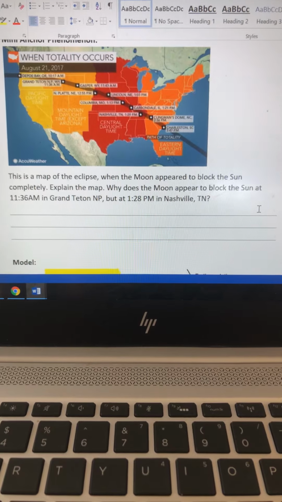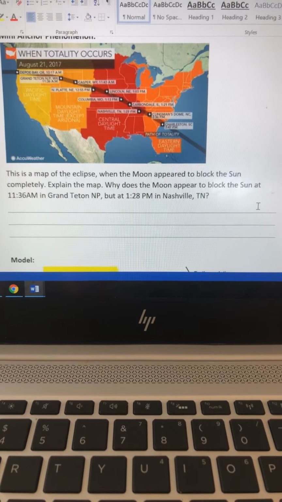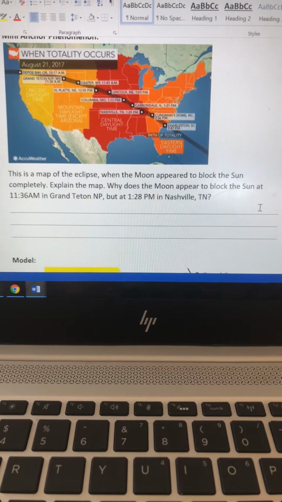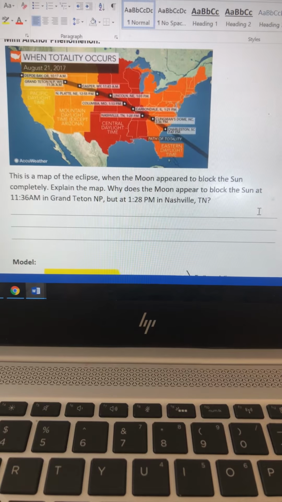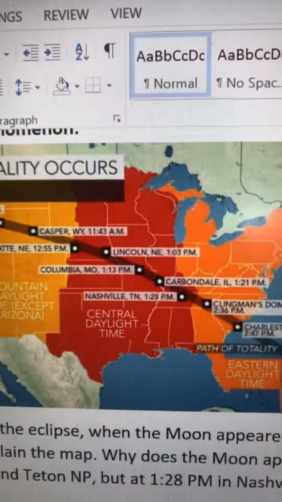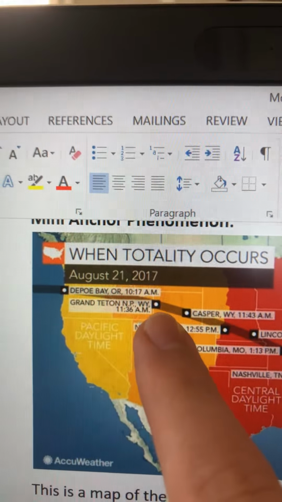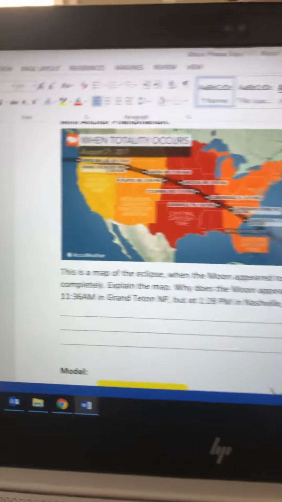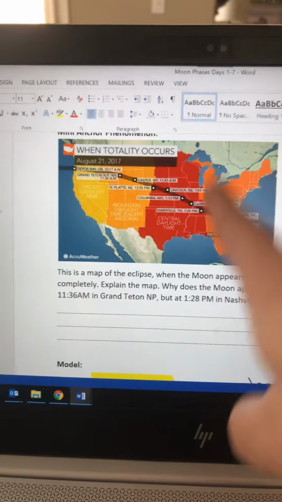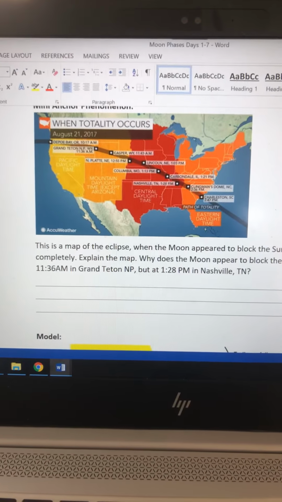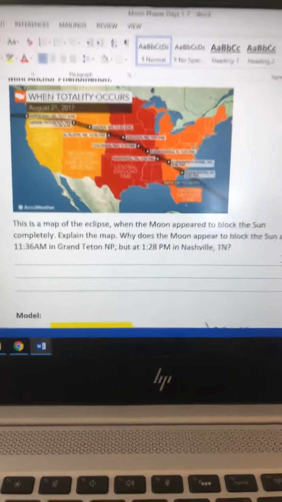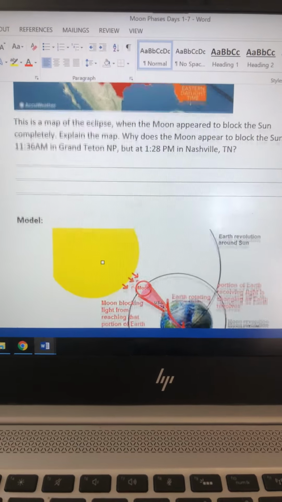Explain the map. Why does the moon appear to block the sun at 11:36 a.m. in Grand Teton NP, but at 1:28 in Nashville, Tennessee? So Tennessee is over here somewhere. Here it is. And the other one is all the way up here. So how come these two different places experience the same thing but at different times in the day? Give it your best guess here. We're going to answer it by the end of the lesson.